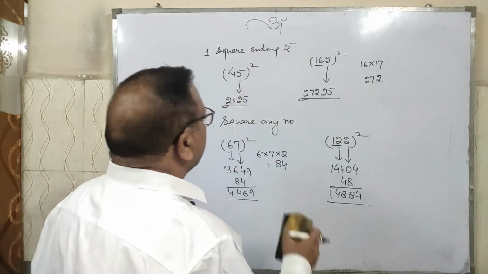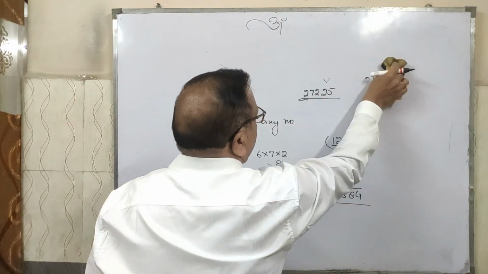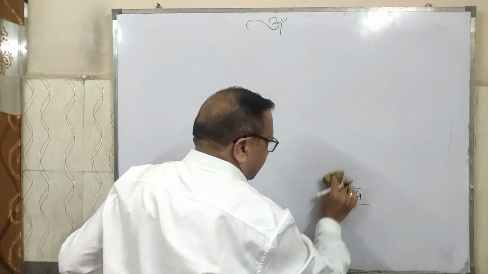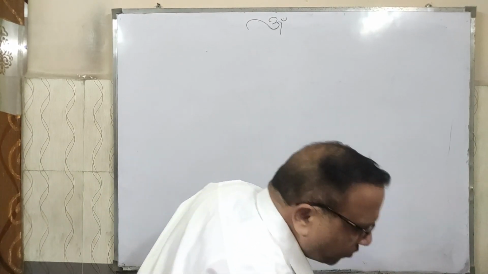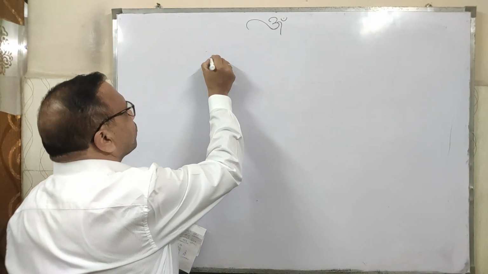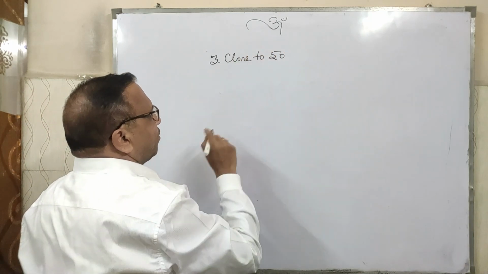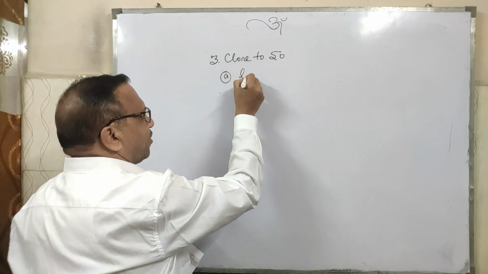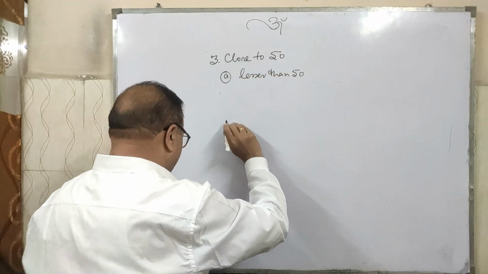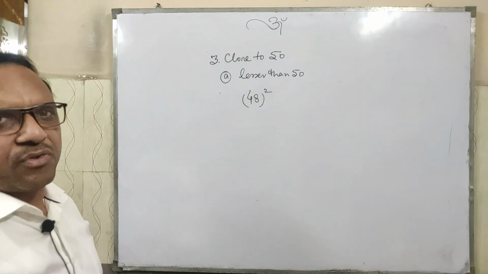Third trick is the square of the terms which are close to 50. Square of a term which is close to 50. ठीक है बेटा. First in this case, lesser than 50. For example, we have to find the square of 48. 48 का मैं स्क्वायर निकालना है बेटा.